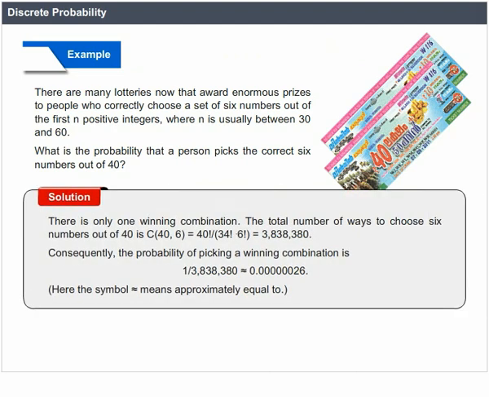The total number of ways to choose 6 numbers out of 40 is C(40, 6) = 40! / (34! × 6!) = 3,838,380. Consequently, the probability of picking a winning combination is 1 divided by 3,838,380, approximately equal to 0.000000026.